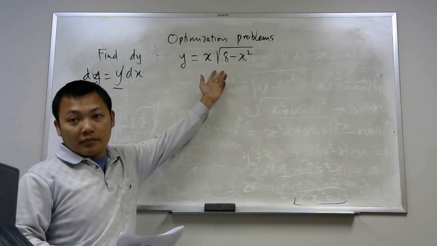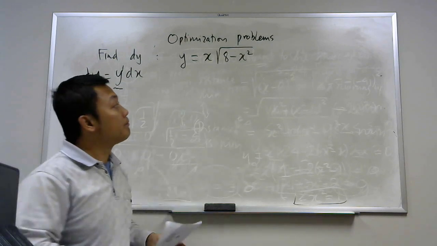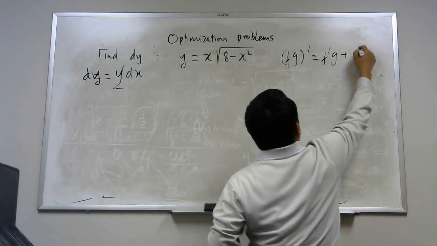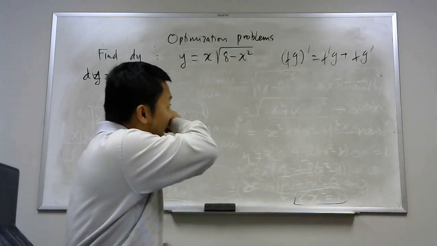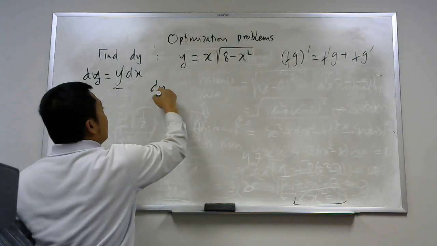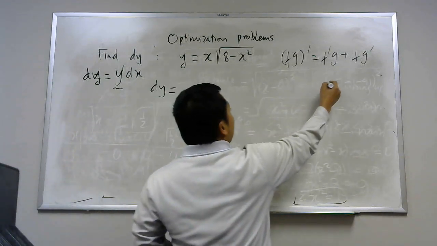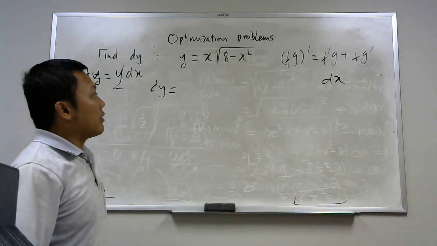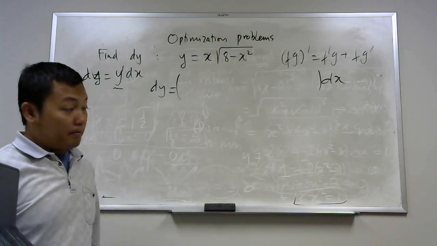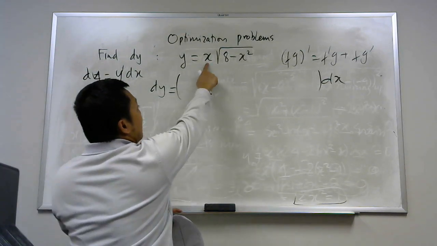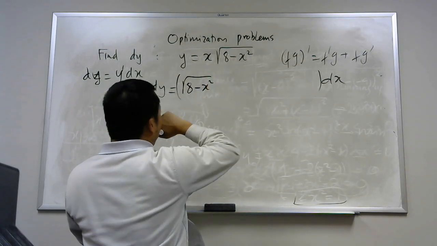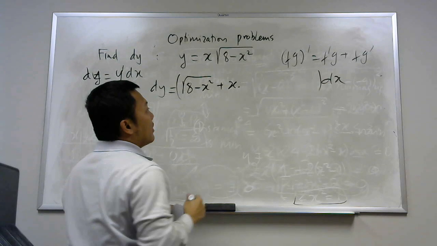We have a product. We need to use the product rule. So the derivative of the product fg is f prime g plus f g prime. In this case, f is x, g is the whole thing in here. So I have dy equal to, I write in here dx, so we will not forget about that. Everything in here is the derivative of the function. So first, the derivative of f is 1, right? So I have square root of a minus x squared plus x, which is f.